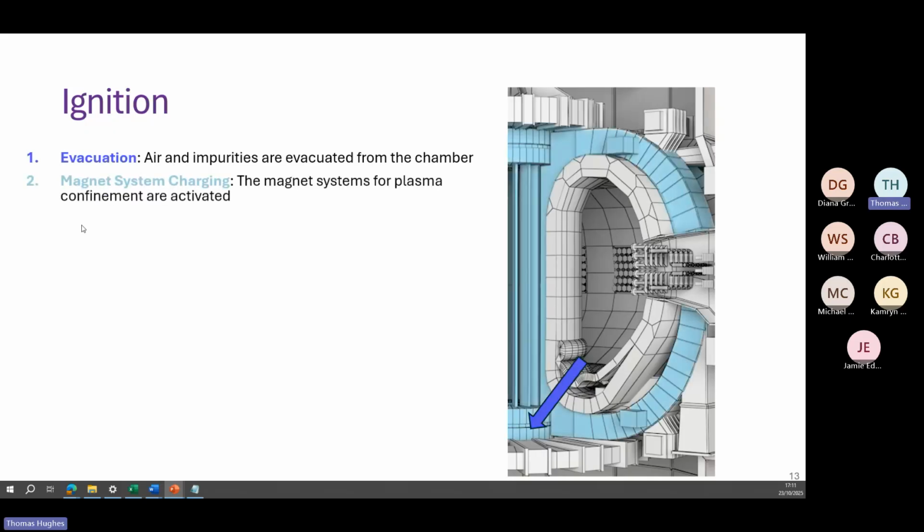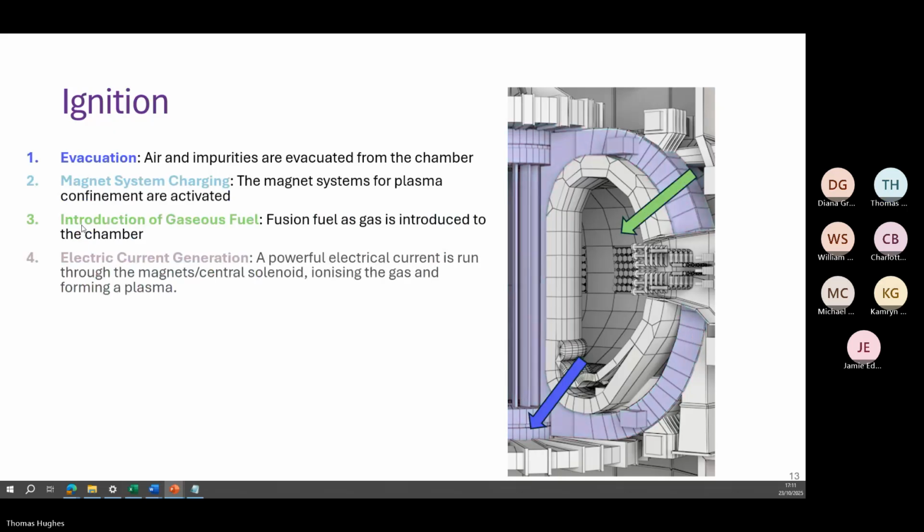First we charge up our magnets. These require a huge amount of energy, so we need to have a step in there where we turn them on and get our plasma confinement ready to go. We need to put our fuel in. Generally it's put in as a gas to start with, so we'll fill it with deuterium and tritium. Then we'll use the magnets to create a big electrical current and resistively heat the plasma.